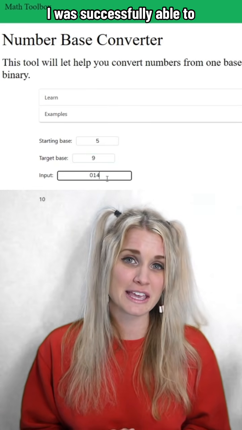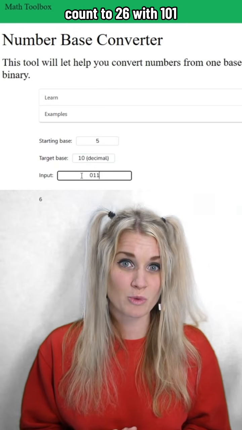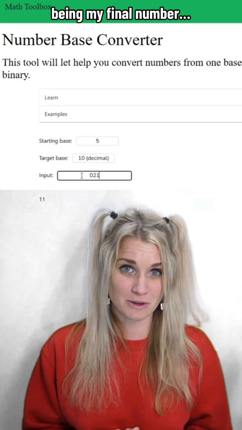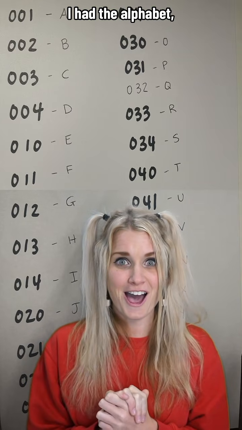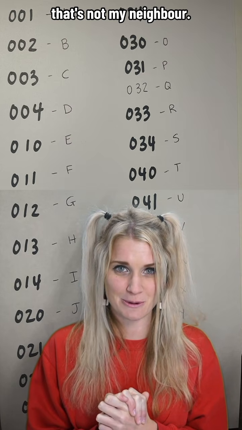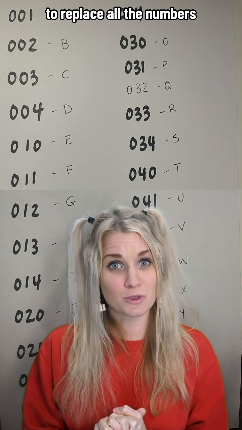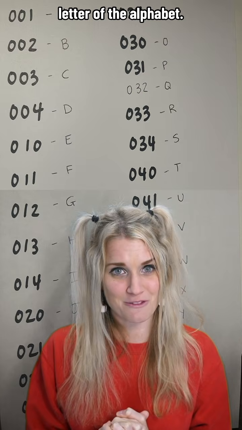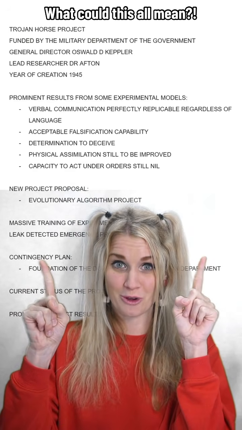I was successfully able to count up to 26, with 101 being my final number, the letter Z. From there, I had the alphabet and I was ready to unravel the secrets of That's Not My Neighbor. I used my Find and Replace to replace all the numbers with their corresponding letter of the alphabet. And this is what we got. What could this all mean?